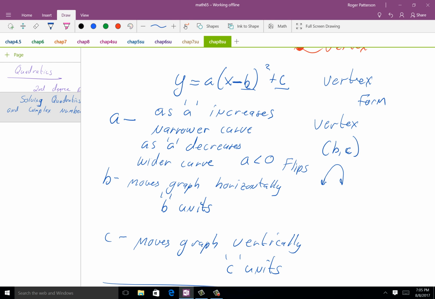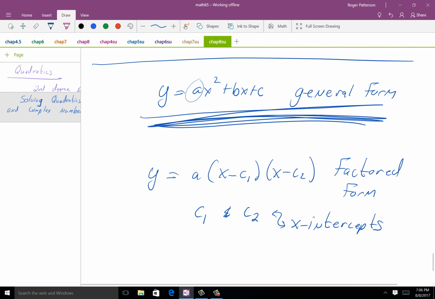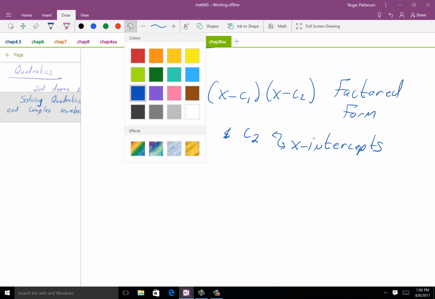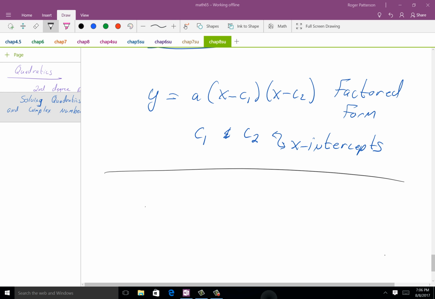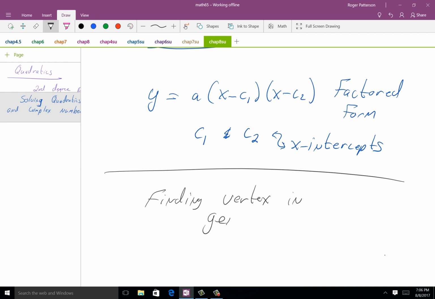8.5 is what if I have this guy or this one and I want to find the vertex of it and I don't have Desmos, I can't graph it and I have to do something else. Is there another way? And the answer to that is yes. So if I come here, I'm going to change the color for a second here. Finding the vertex in general form. There is a way.